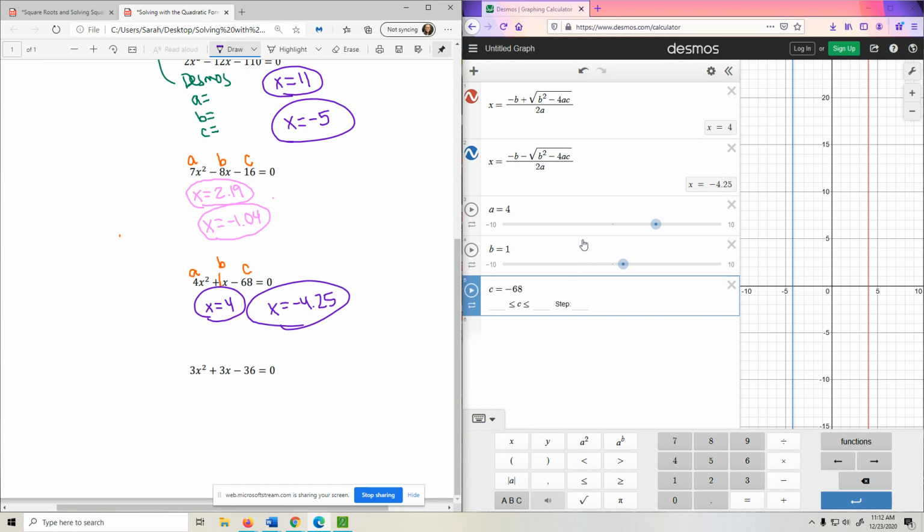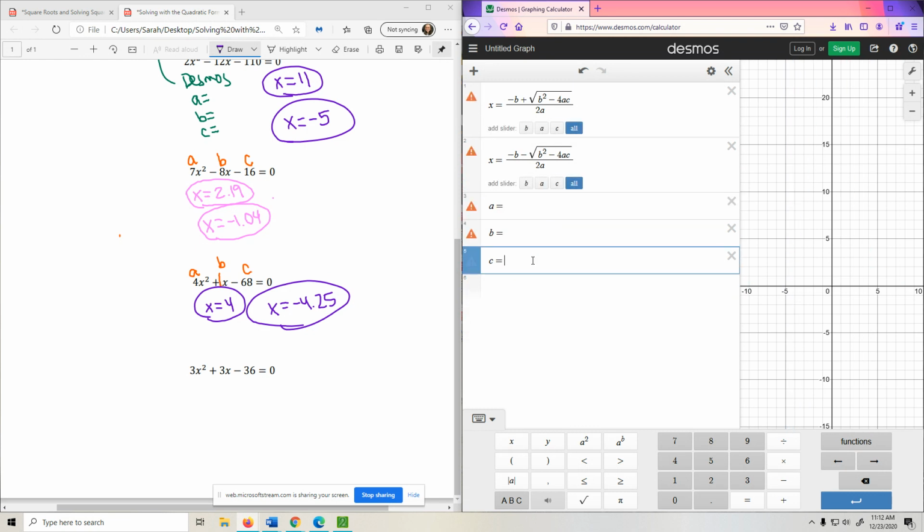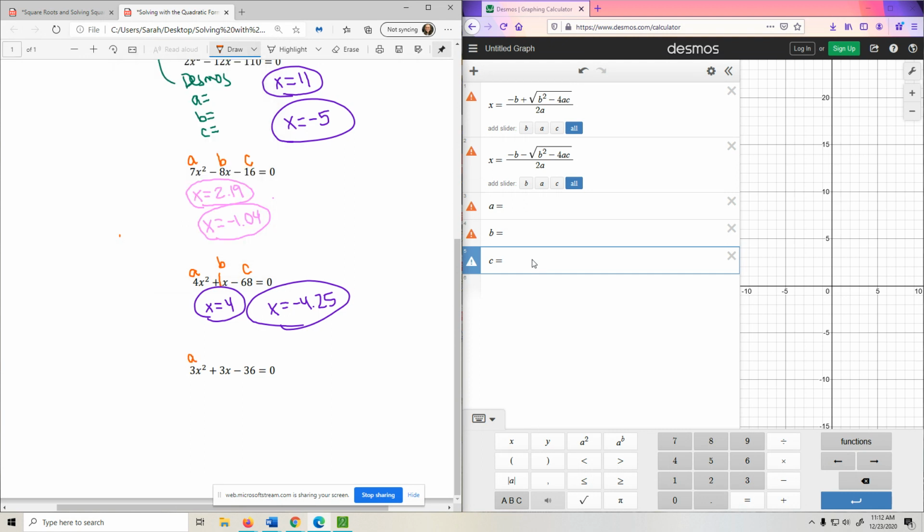Let's try one more. So let's get rid of our A, B, and C numbers because we're going to type in new ones. This time for this last problem, my equation looks like 3x squared plus 3x minus 36 equals 0. Number in front of x squared is a, so 3. Number in front of x is b, also 3. It's okay if you have a and b being the same number. Repeat of numbers is okay. And then c is the number term at the end, so -36.